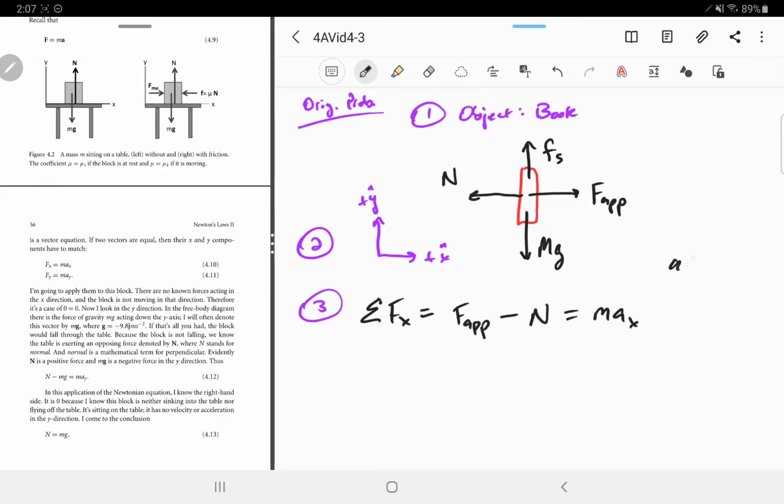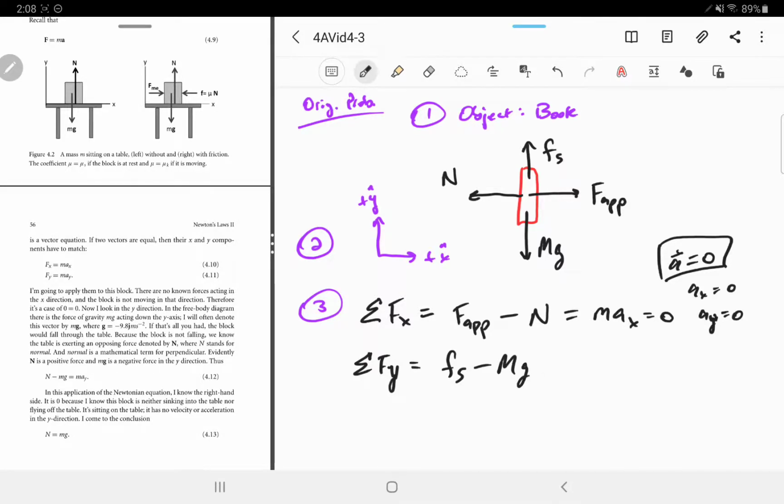And we're told in the problem that the acceleration is 0. So what this means is that ax is 0 and ay is 0. So if you know that an object is at rest and staying at rest, you know every component of its acceleration is 0. Right, so this is 0. And then similar for the y direction. Here the frictional force is in the positive y direction and the weight is in the negative y direction. So the sum of those two is equal to 0.